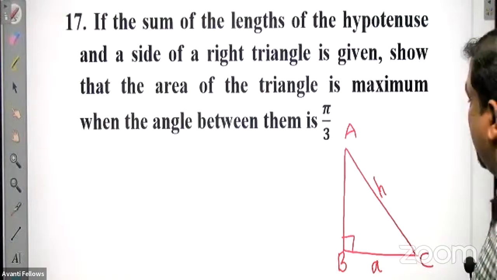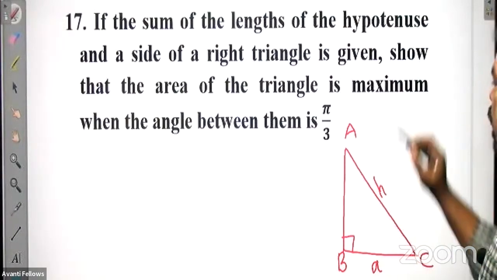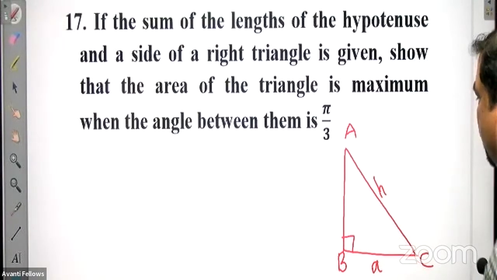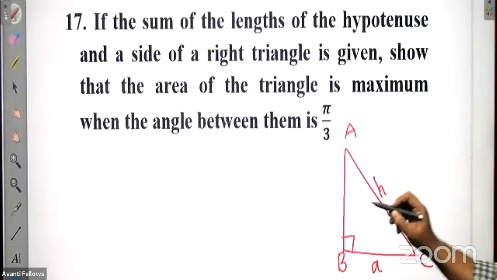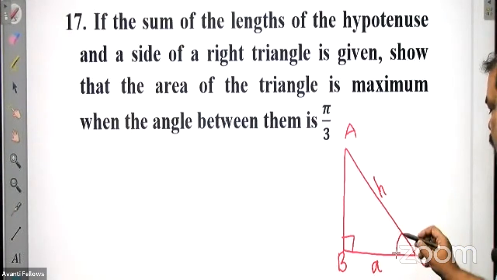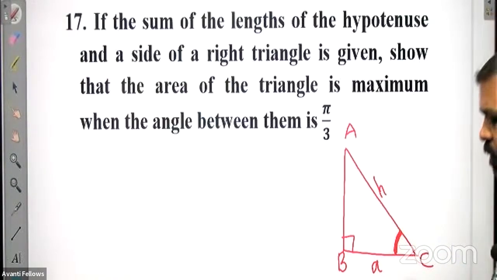So what is given actually? H plus a is a constant. Sum of the length of the hypotenuse and a side means H plus a is a constant. Then show that the area of the triangle is maximum when the angle between them is pi by 3. So we have to show that this angle is pi by 3 at the time the area of the triangle is maximum.